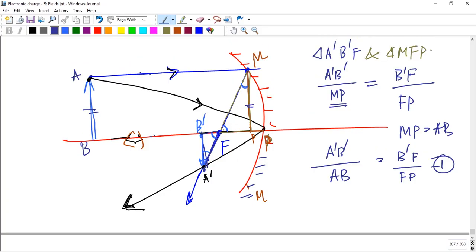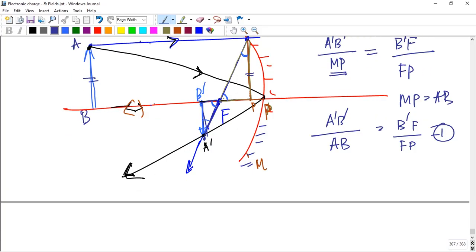Now we choose another triangle. So now we choose the triangle ABP and A dash B dash P. So A dash B dash P and triangle ABP, this triangle, and choose this triangle.